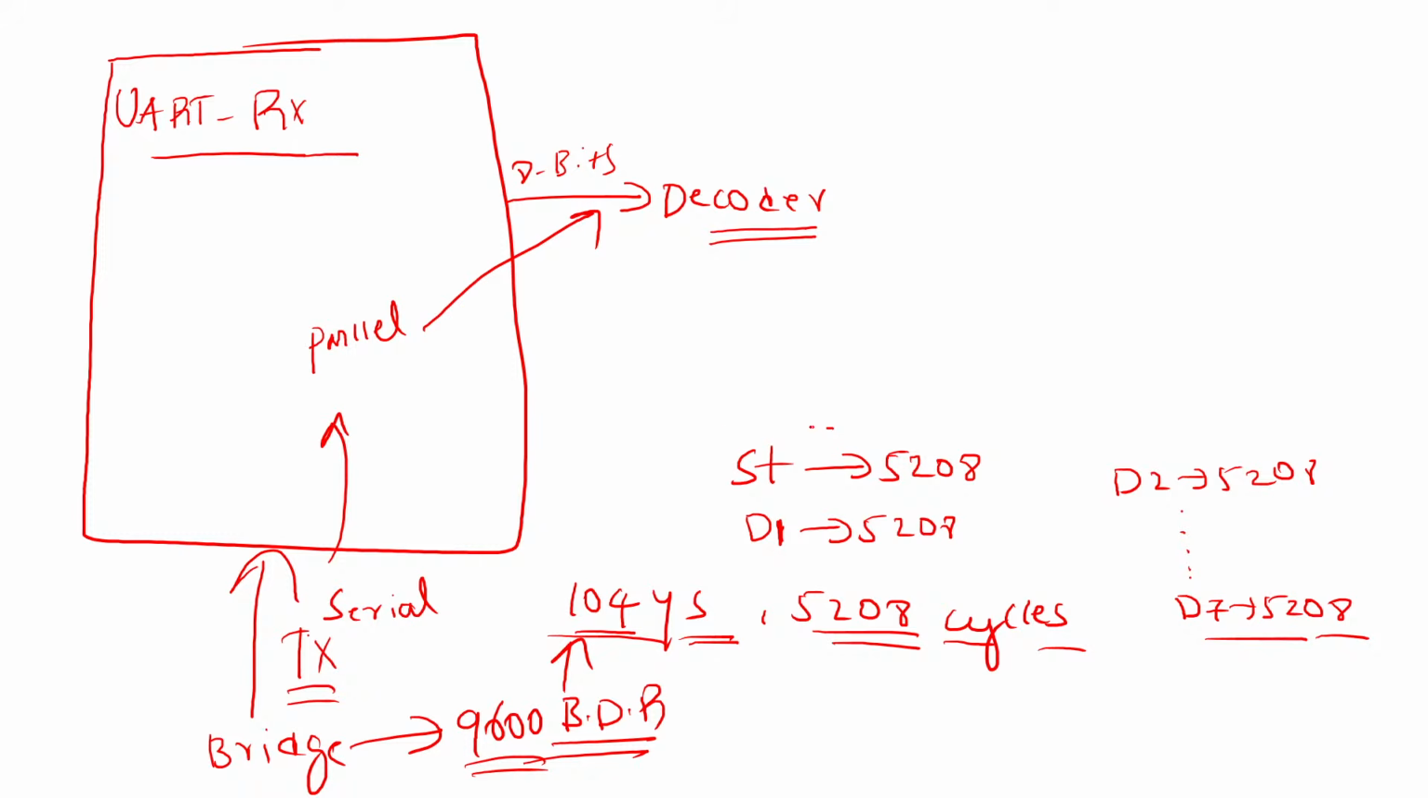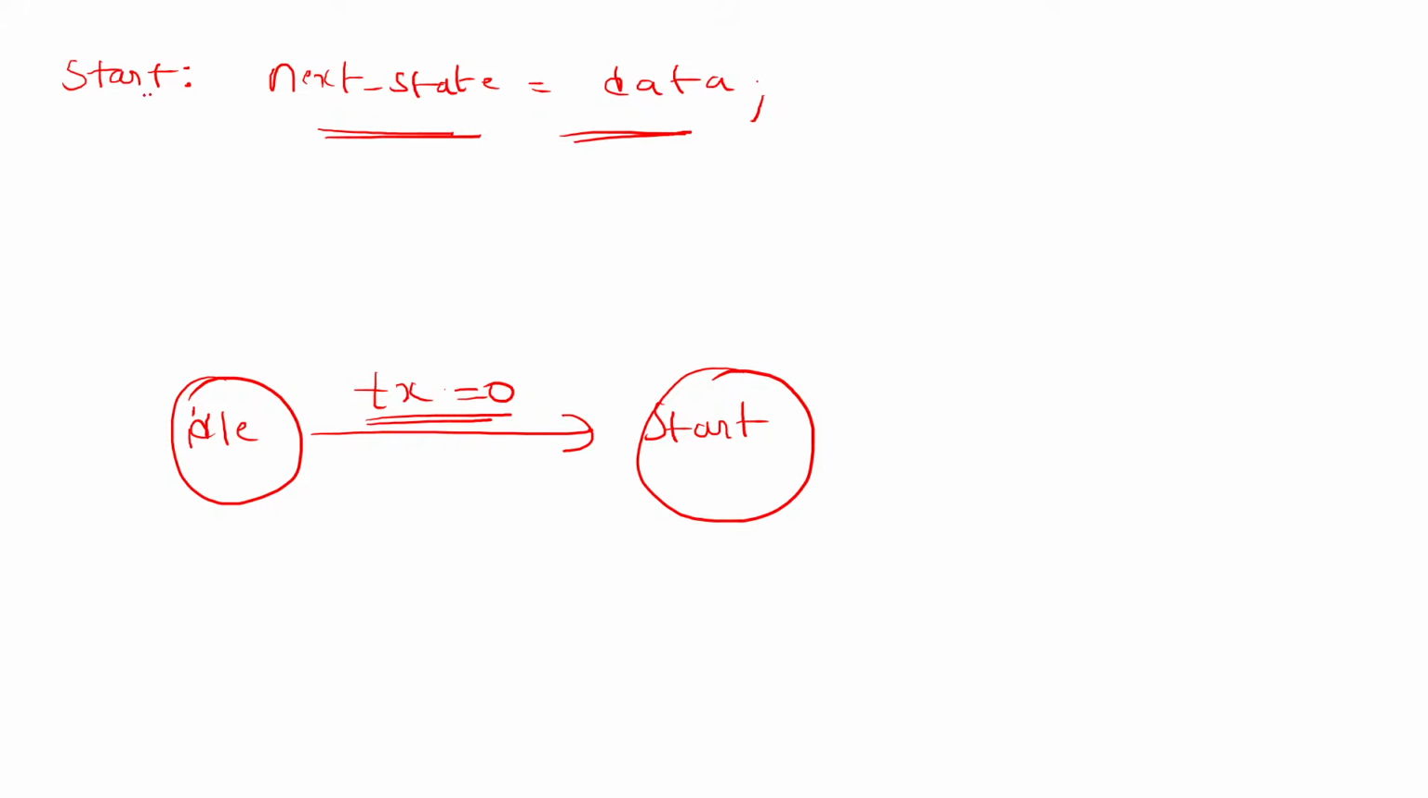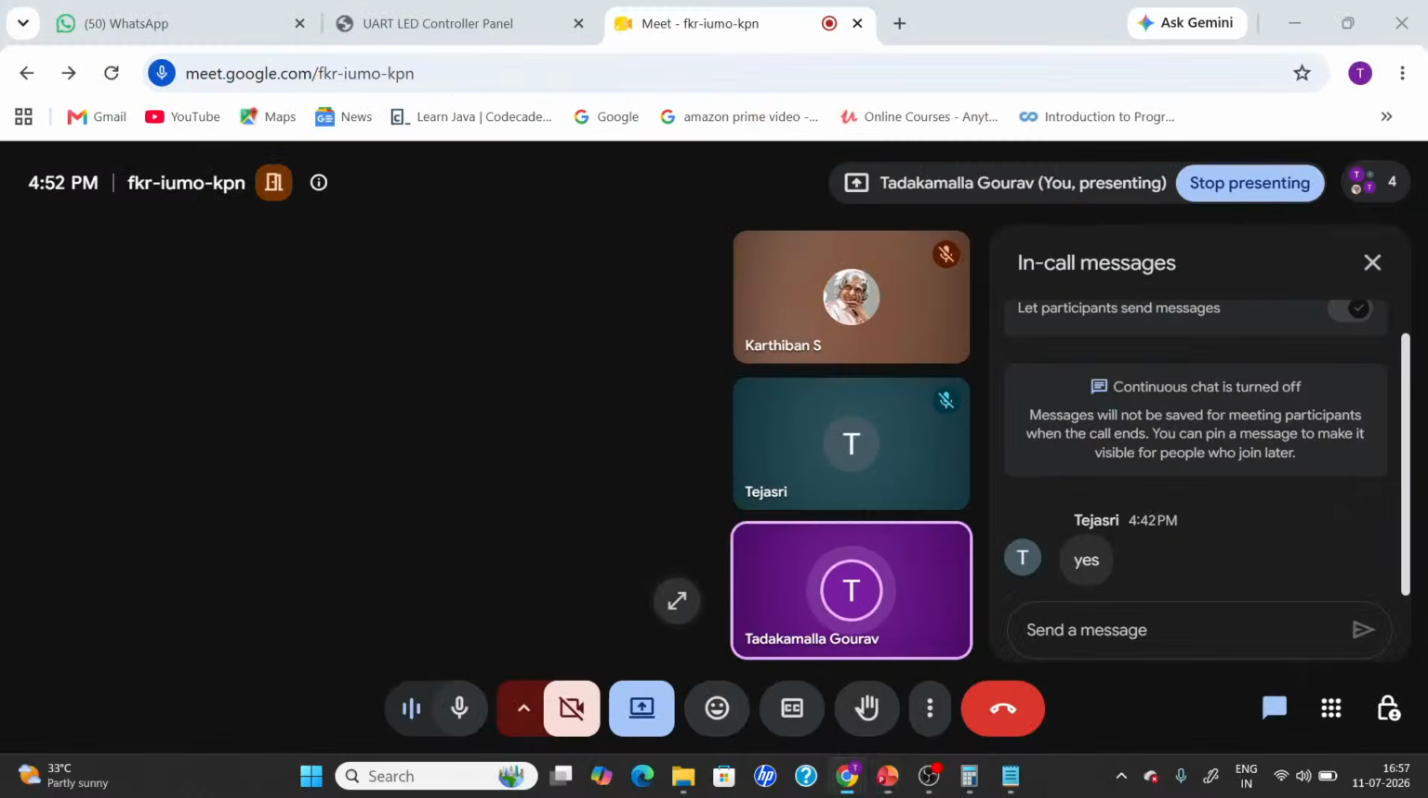Now, we have sampled our start bit. We have detected our start bit and we have entered into our start state. Now, in the start state, we cannot immediately jump into the data state. This start state should stay for how many cycles? 5208 cycles. I should stay in this state only. Is it clear, guys?